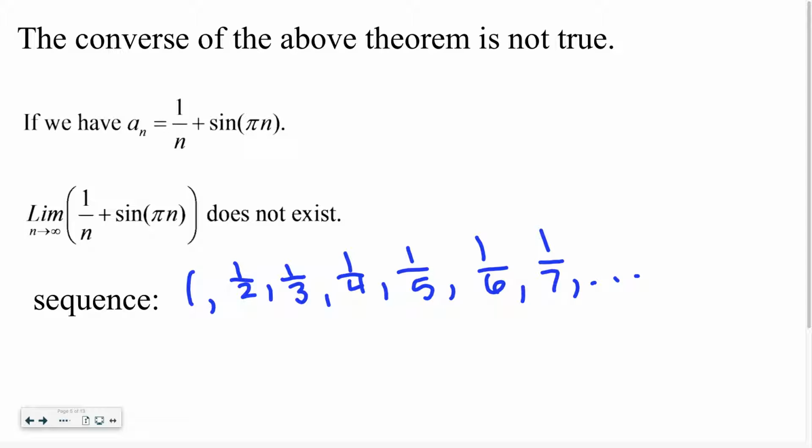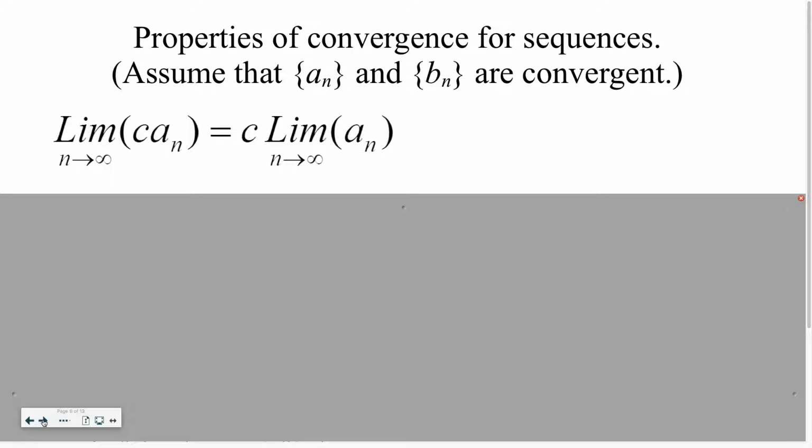Well, it's 1 over n plus the sine of pi n. So every time I plug in n, this goes to 0, and you just have 1 over 1, 1 over 2, 1 over 3. Because this will always go to 0, because they're integers.